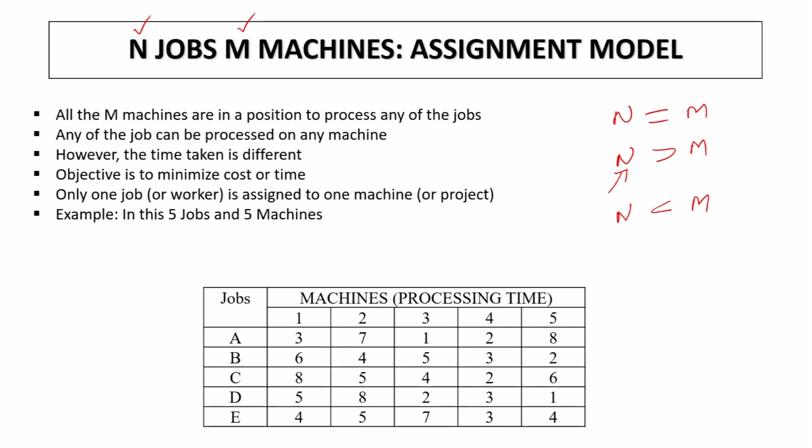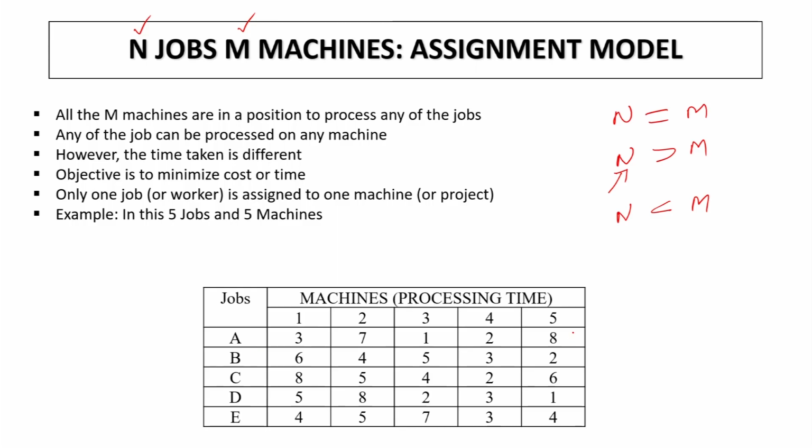If you see this matrix here, this is the processing time. So, what we are finding is, if job A is done on machine 1, it requires 3 units of time, maybe 3 hours. If job A is done on machine 2, it will take 7 hours. If job A is done on machine 3, it will take only 1 hour. If job A is done on machine 4, it will take 2 hours. If job A is done on machine 5, it will take 8 hours.